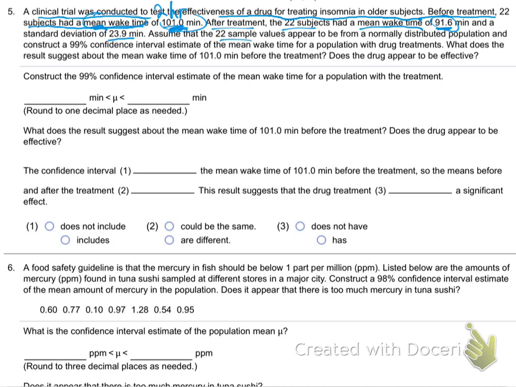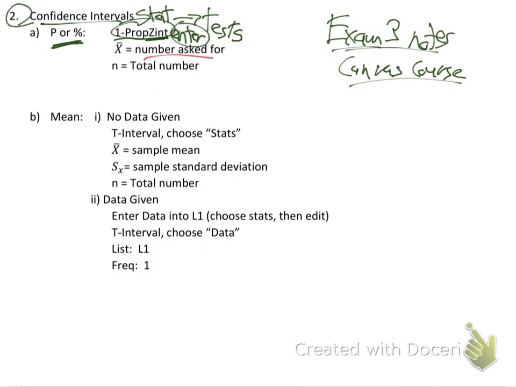Assume that the 22 sample values were from a normally distributed population. Like, you know, it's always the bell curve thing. Construct a 99% confidence interval estimate of the mean wake time for the population with drug treatments. Okay, so here we go, to confidence interval. This one again, right?